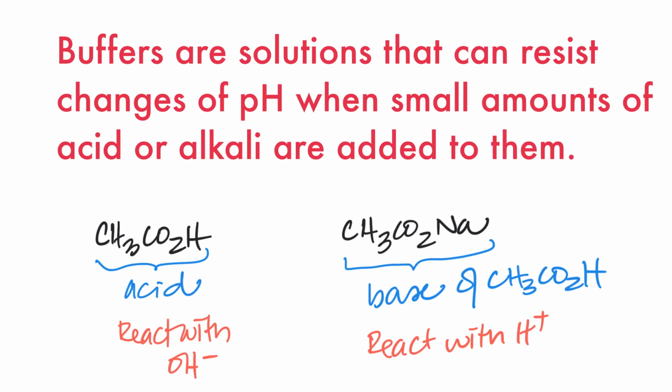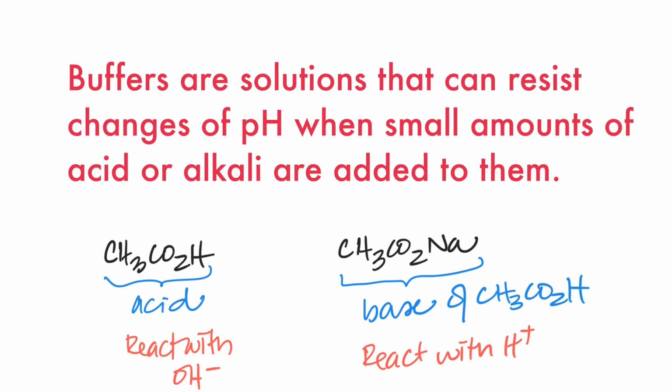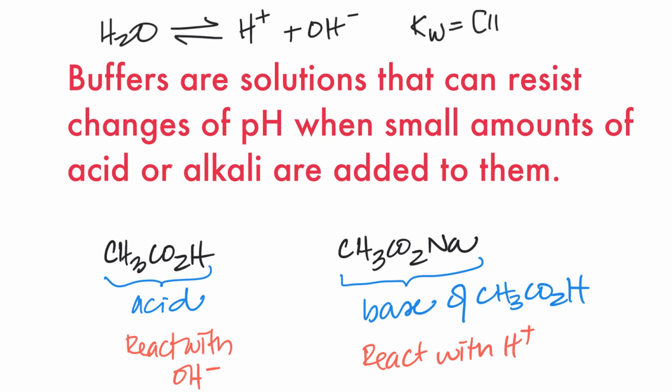Because understand this, that H plus ions will decrease pH, and OH ions will increase pH. And the reason why OH ions increase pH is because when water ionizes, it has equal amounts of H plus and OH ions. But if you add extra OH ions from outside, to maintain the same Kw, the H plus decreases, because remember, Kw is H plus times OH ions. And if you increase one, you decrease the other.